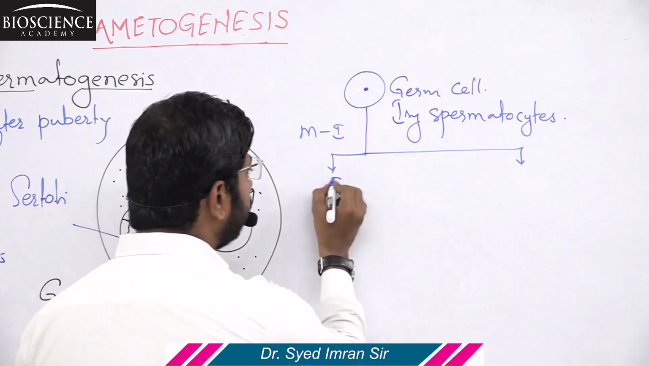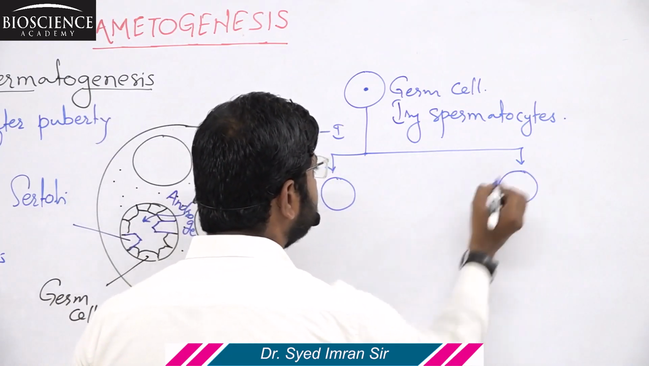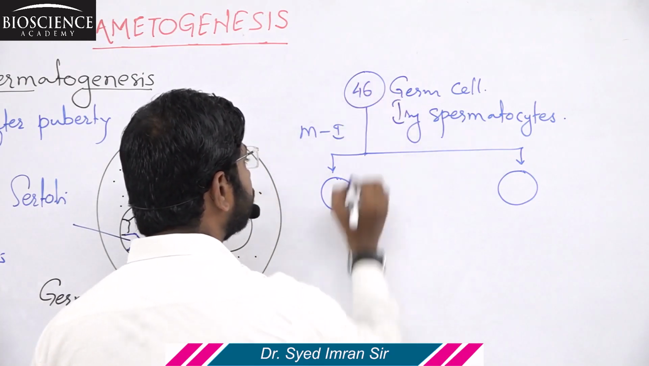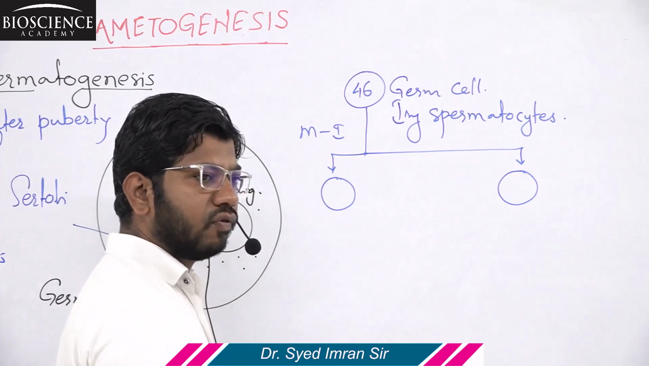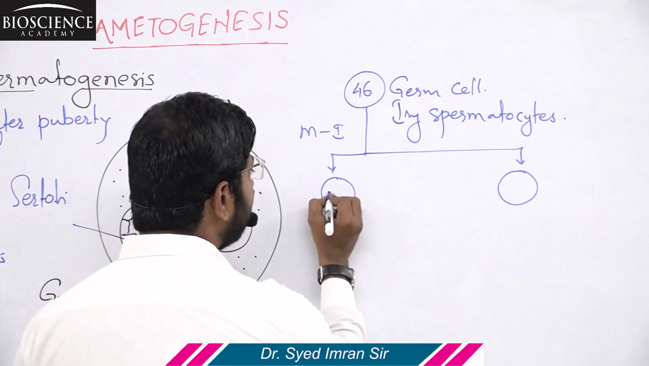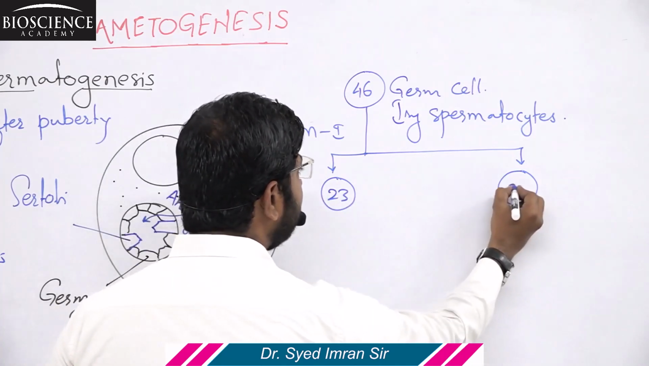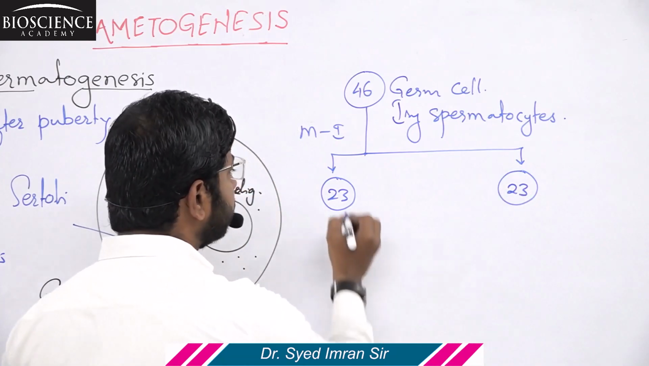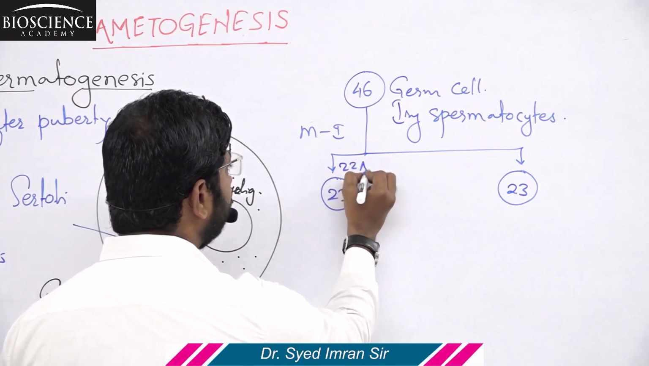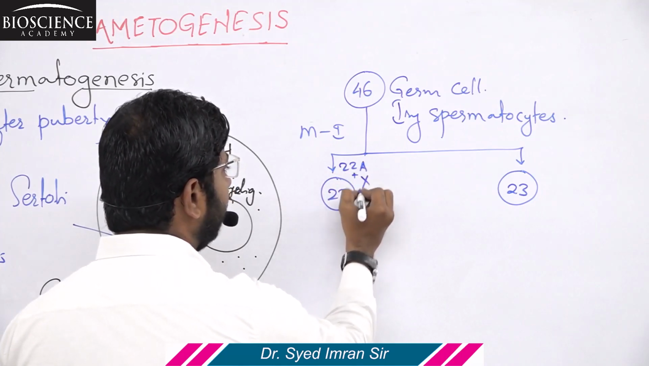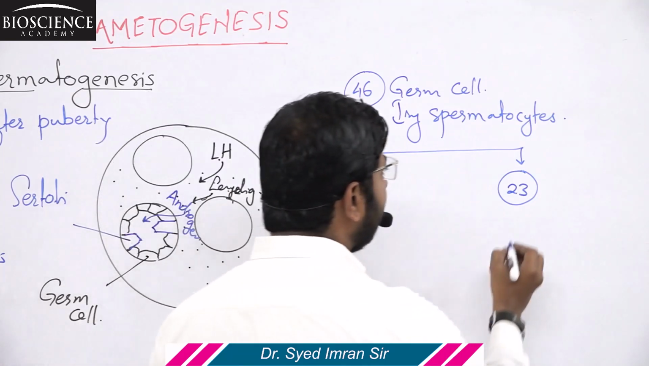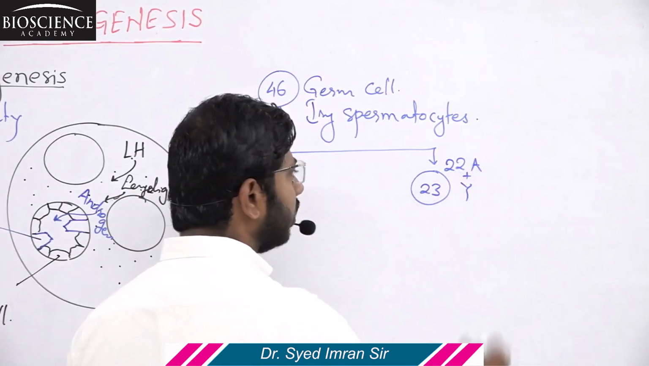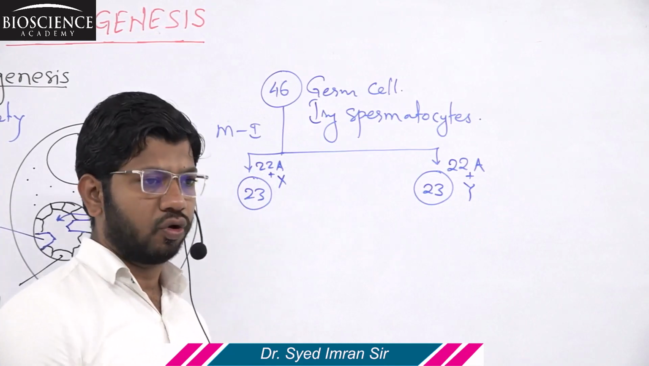division, two haploid cells are produced. The germ cell is diploid, it contains 46 chromosomes. After meiosis 1, two haploid cells are produced, each cell containing 23 chromosomes. Now suppose one cell has 22 autosomes along with an X chromosome, and the other haploid cell contains 22 autosomes and one sex chromosome, that is the Y chromosome.